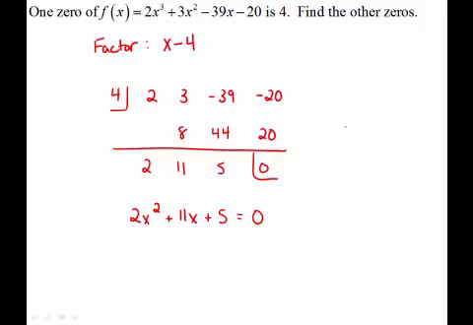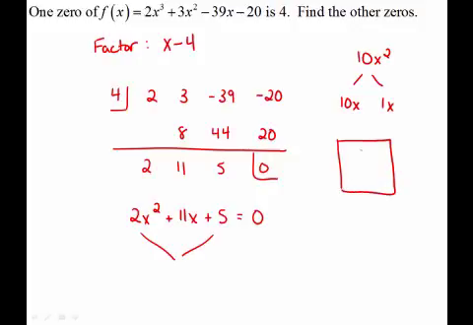So the first thing for the box method that you do is you multiply the first term and the last term. So 2x squared times 5, and that's 10x squared. And now I need factors of 10x squared that add to the middle term of 11. And so in this case, that would be 10x and 1x. 10x plus 1x is 11x. And then what I do is I draw a box, hence the name.